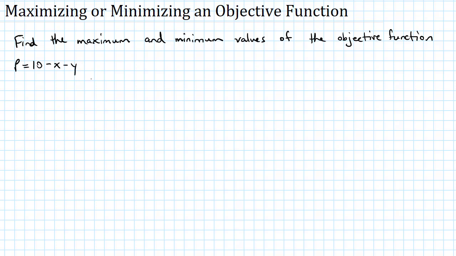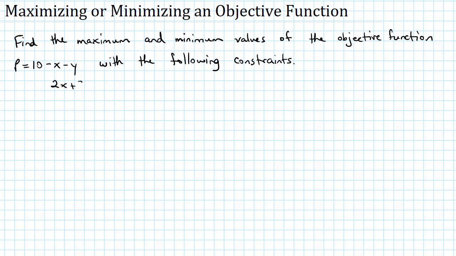And so there is no limit as to how big p could be currently. So what we have to do is put some constraints on this objective function. So with the following constraints. And our constraints will be constraints on x and y. And particularly they will be given in the form of a system of inequalities.